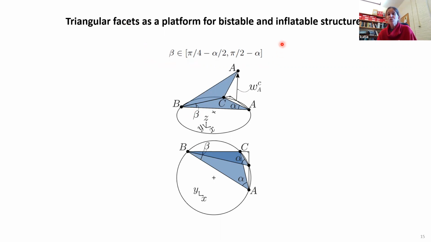So if beta is within this interval, what happens is that the vertex A intersects again the circle circumscribed to the initial configuration, in the projected view. And why does it matter? Well, when the vertex A intersects the circle again, it means that the angle alpha is recovered in the projected view. All right, simple geometry. But now this simple geometric concept provides a base for us to realize a bistable origami structure.